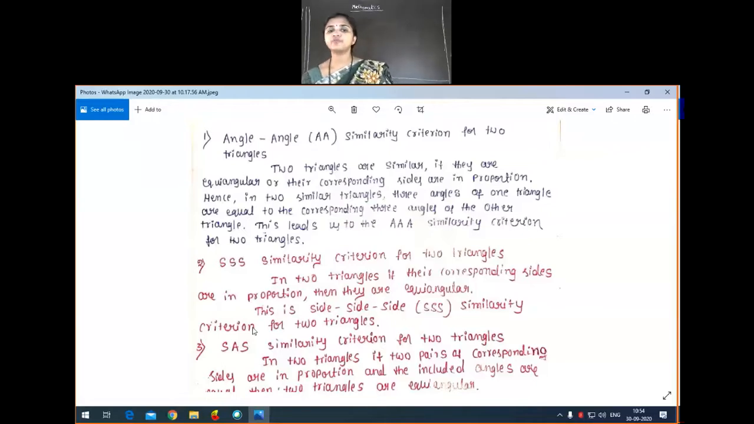But the proofs of the SSS similarity criterion and the SAS proof are excluded for this year. So this year we are going to discuss only this AA similarity criteria. We have one theorem related to this AA similarity criteria. That one we actually discussed today. Today we have to discuss one more theorem, that is AA similarity criteria.